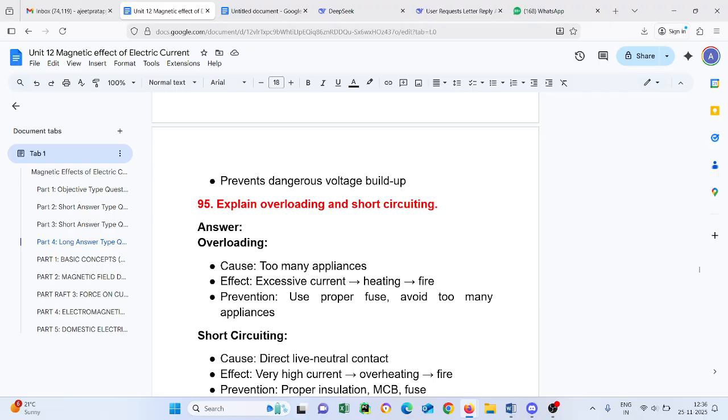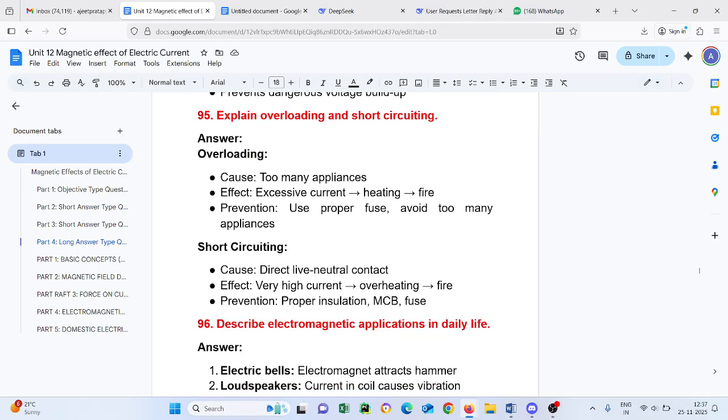Question number 95. Explain overloading and short circuiting. Overloading: caused by too many appliances, the effect is excessive current, heating, fire. Prevention: use a proper fuse, avoid too many appliances. Short circuit: caused by direct live and neutral contact, the effect is very high current, overheating, fire. Prevention: proper insulation, use an MCB.